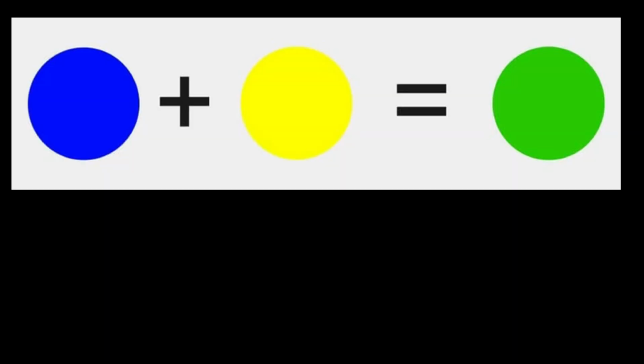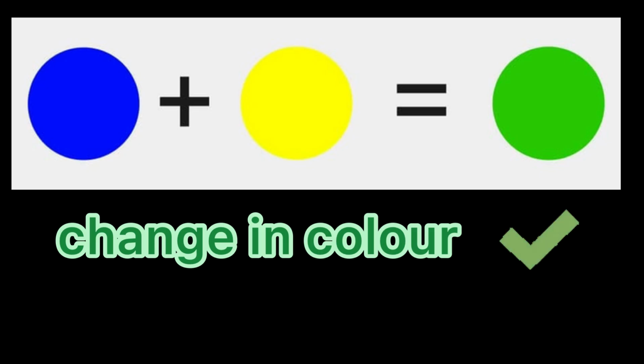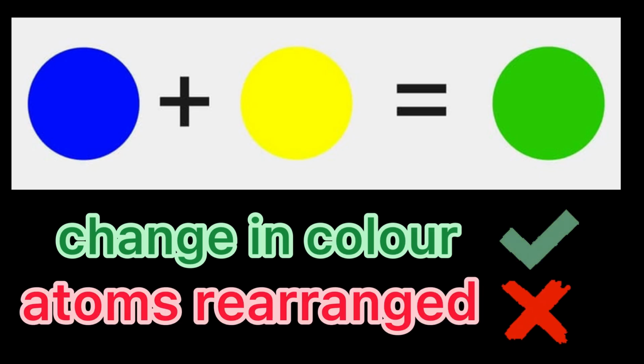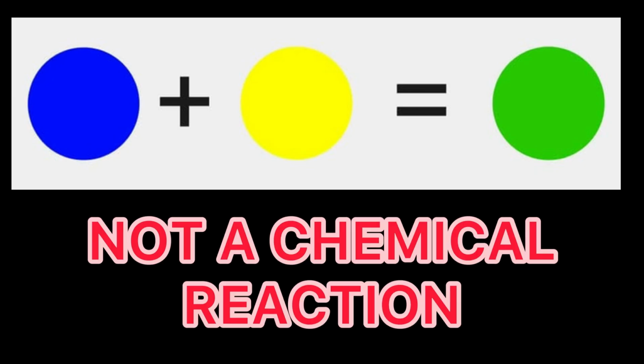It's important to note, however, that these indicators alone cannot prove that a chemical reaction has occurred. For example, if you were to mix blue paint with yellow paint, you will observe a change in colour. However, the atoms have not rearranged and no new product is being created. Therefore, this is not an example of a chemical reaction.